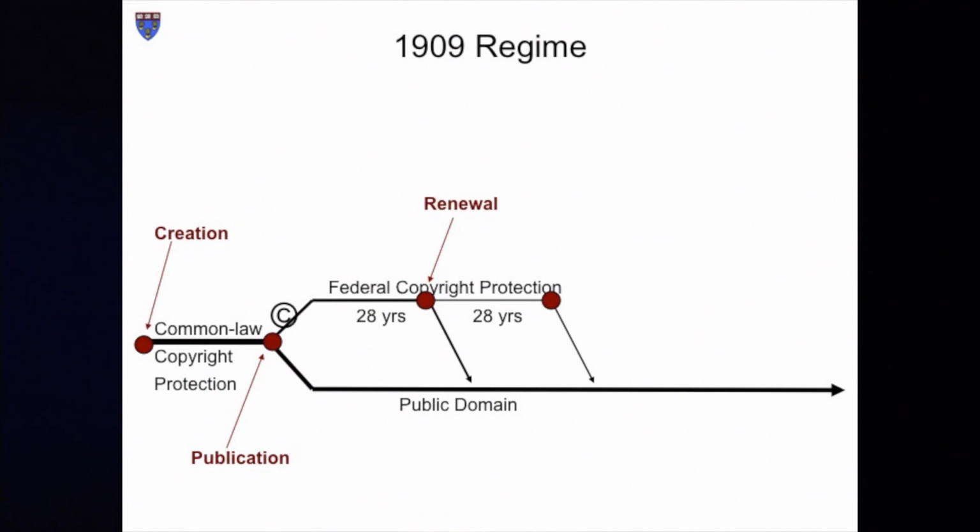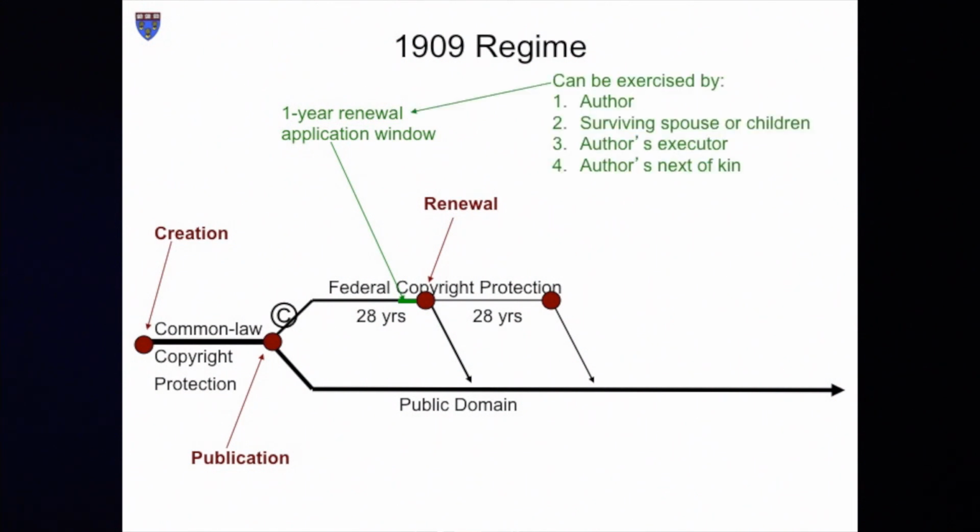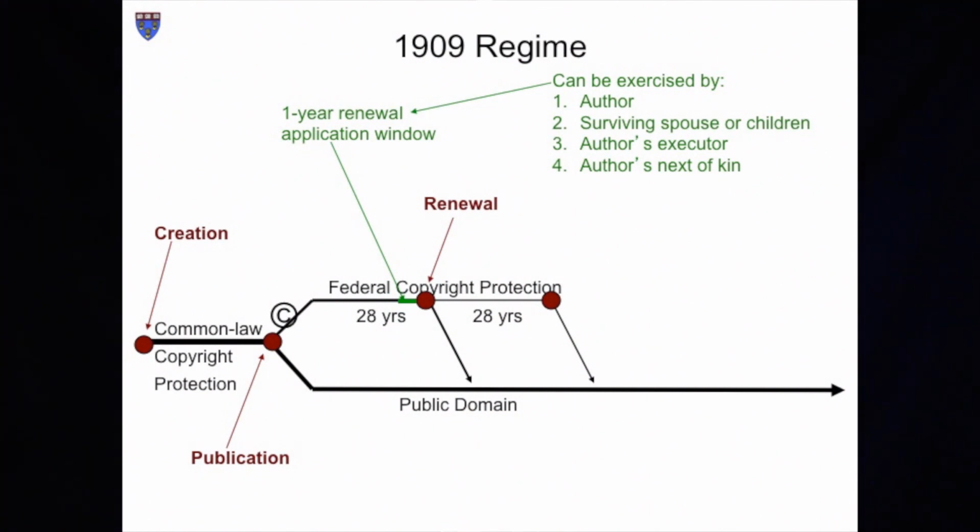Here are a few more details we have not yet discussed. The application for renewal could be filed any time during the year preceding the expiration of the initial term. If the author was still alive at that time, he or she was the person presumptively entitled to apply for and receive the renewed copyright. If the author had died, his or her surviving spouse or children could do so. If there were no surviving spouse or kids, the author's executor had the right, if the author had left a will. If he or she had not left a will, then his or her next of kin had the renewal right.